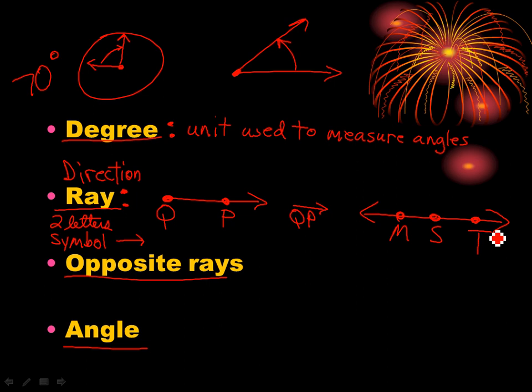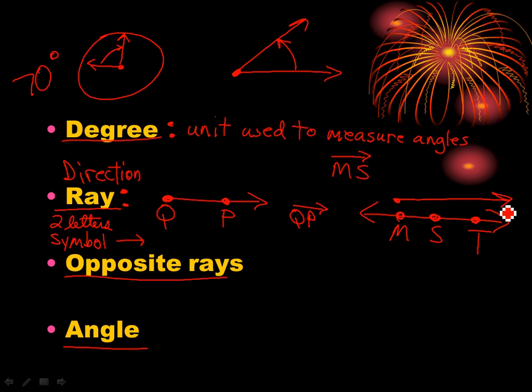Name me a ray in that picture. MS. Well, if I name that ray that way, it's not right. That's a ray in this picture. How? Because if I name that ray, where's that telling me to start? Start at M, and which way do I go? Towards that.